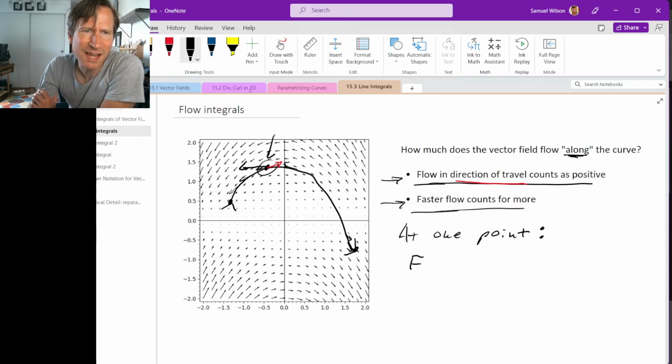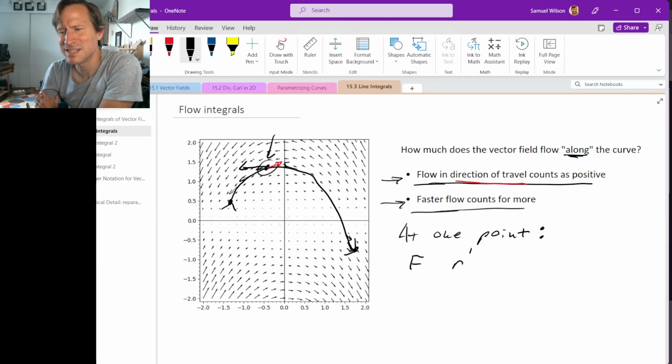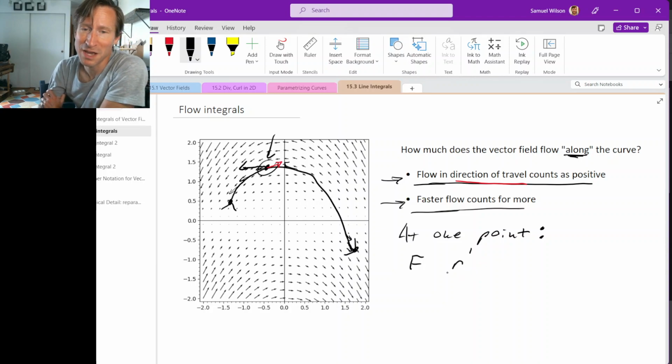And you might think that r prime points in the direction that we're going, but the problem is r prime contains information not just about the direction we're going, but also how fast we are moving in that direction. And how much the vector field flows with us or against us shouldn't have anything to do with the particular parameterization of this curve. So r prime itself isn't quite the right idea. What we need to do is keep only the direction information about r prime and throw away the speed information. And the way to do that is to turn r prime into a unit vector. So let's just divide r prime by its own length, like this.